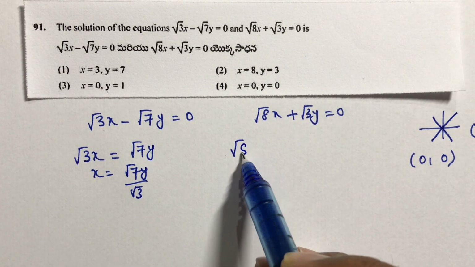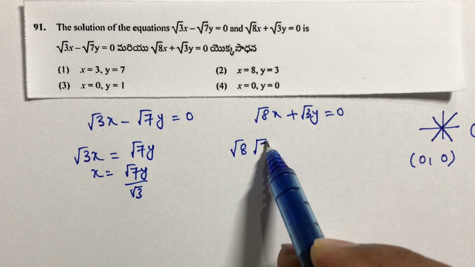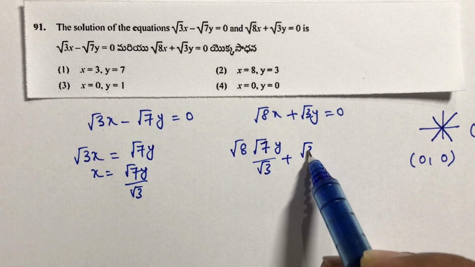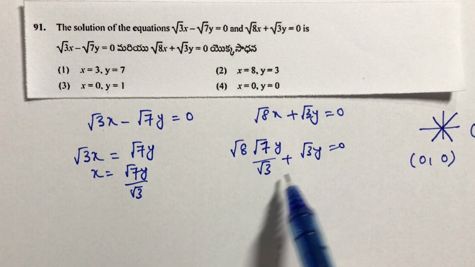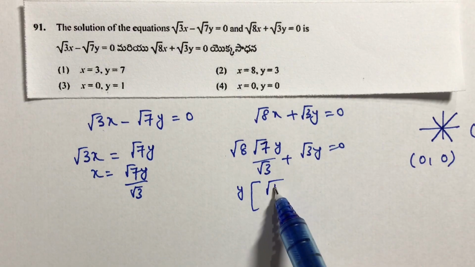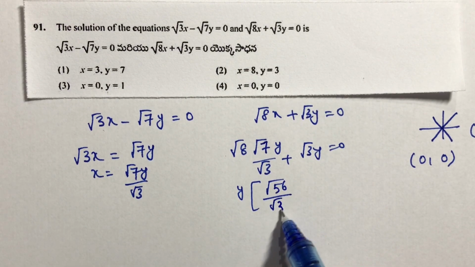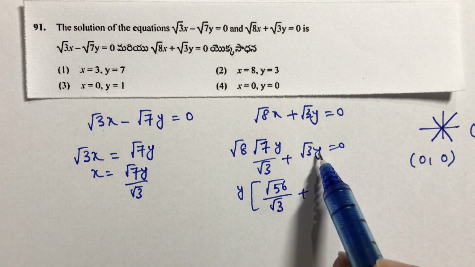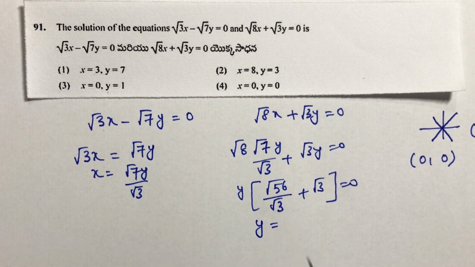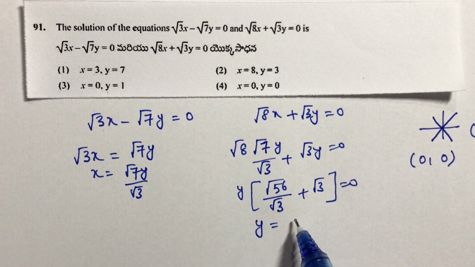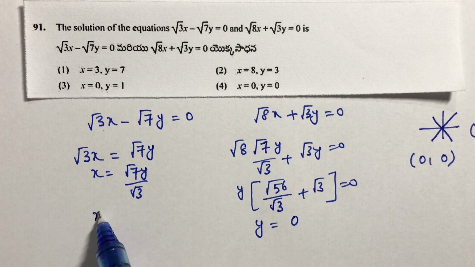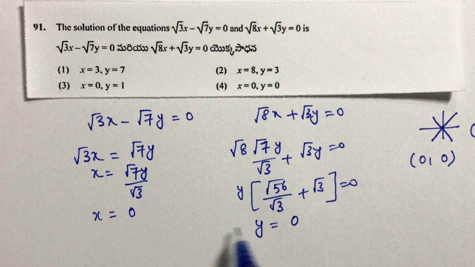Substitute here. Root 8 into x value is root 7y by root 3, plus root 3y equals 0. So y, if I take common, root 8 into root 7 is root 56 by root 3, plus root 3. So the value of y is 0 by this total part, so it is 0. If the value of y is 0, if I substitute here, then I'll get x as 0. So x is 0, y is 0.